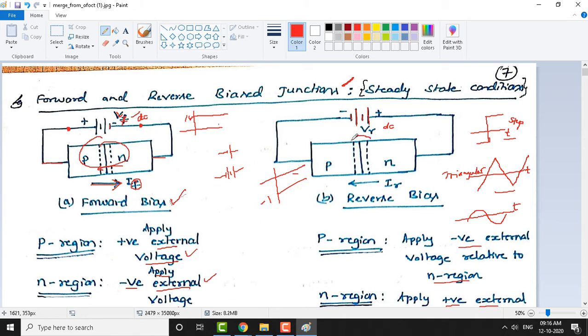Right now we are just telling you how exactly you need to forward bias and reverse bias, and what kind of current it results in. Later we will go in depth about the energy band diagram, what happens to it when you reverse bias and when you forward bias, and the changes inside it.